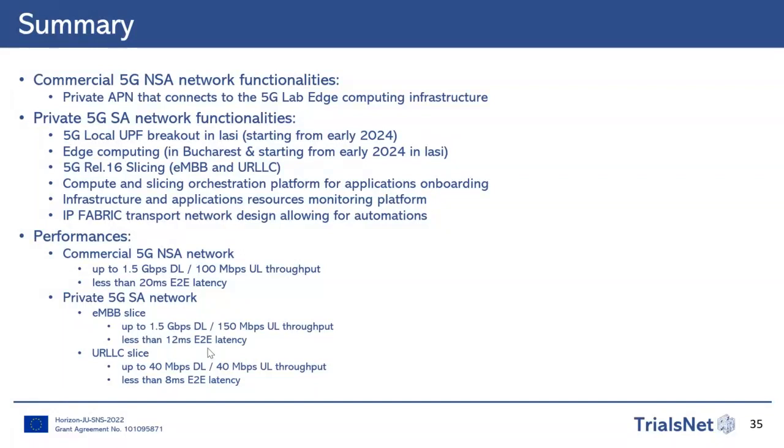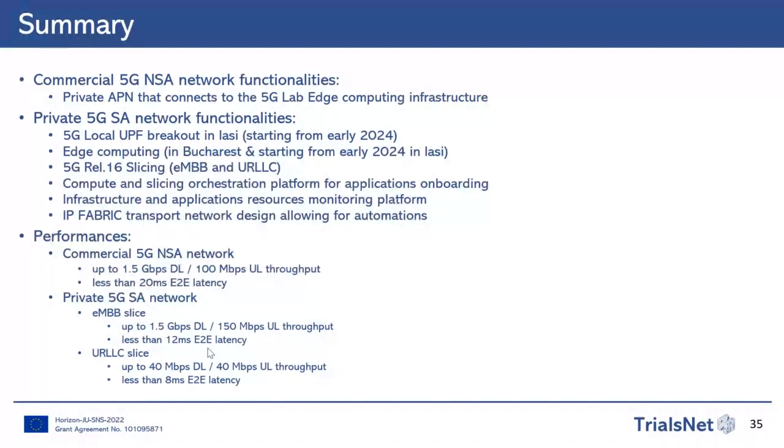In terms of the performances, for the commercial network, which is non-standalone, you can expect around 1.5 gigabits per second for downlink and about 100 megabits per second for uplink. In terms of the latency, we have less than 20 milliseconds end-to-end latency.